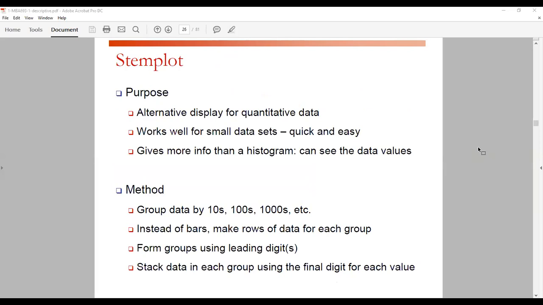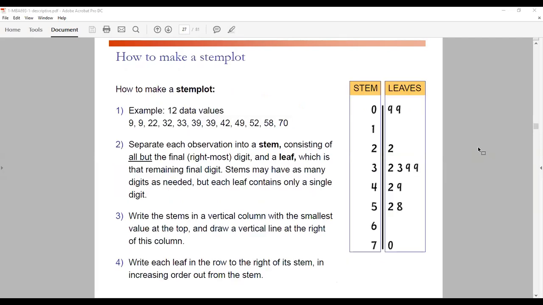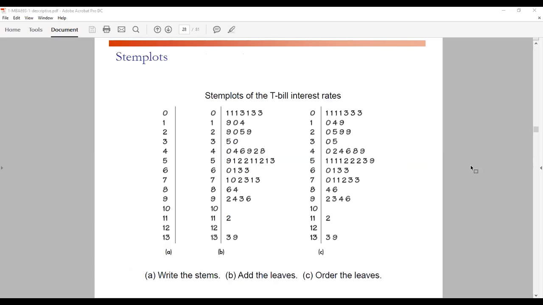Okay, I won't read that. I'll just pause on the screen. There we go, same kind of thing. Stems on the left, leaves on the right. You can see we're analyzing 12 data values here, and we're creating the stem and leaf plot on the right-hand side. The methodology on how to do that is sequenced 1 through 4.